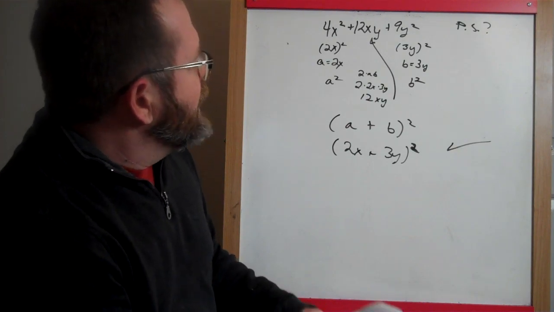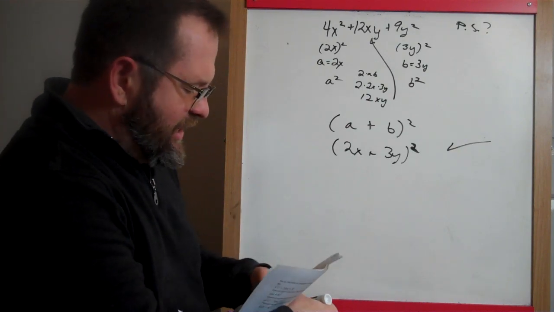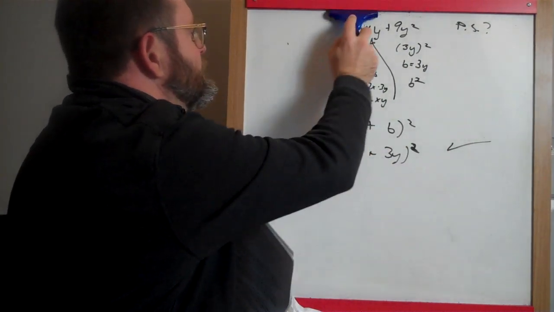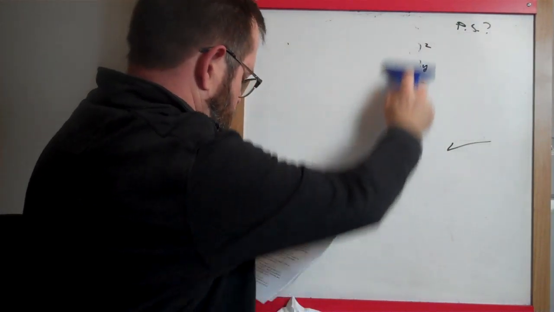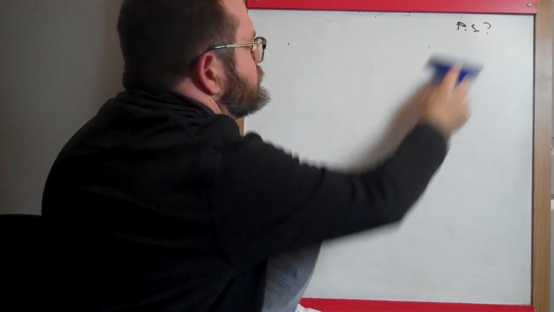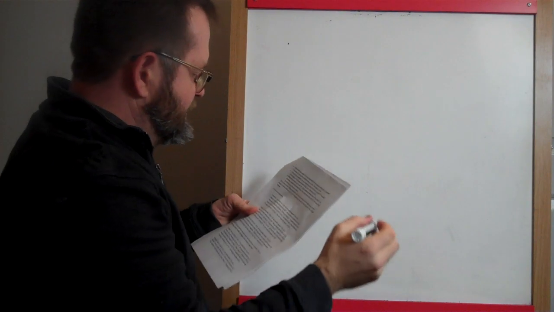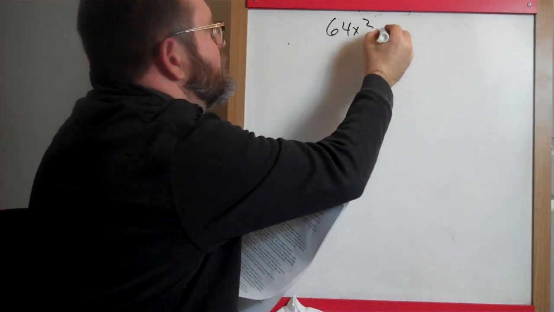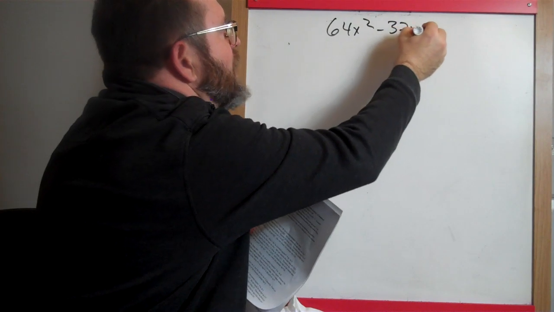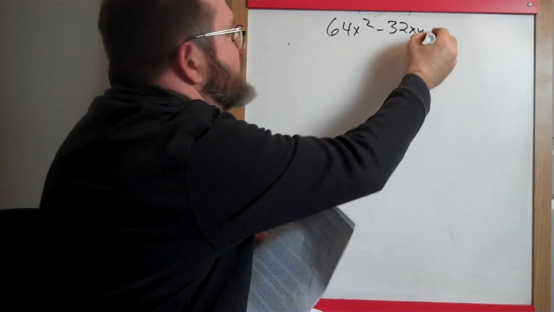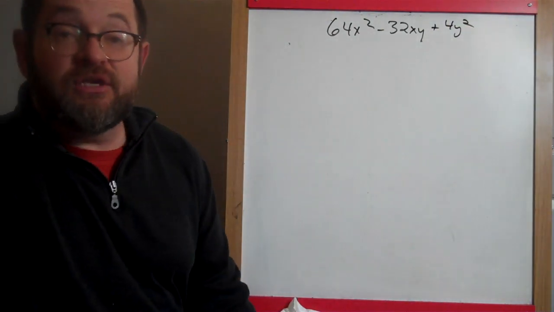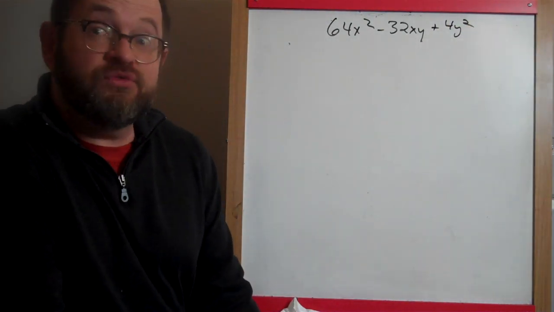Cool. Let's factor another one. Let's do the second example, the one right below this on page 3. All right, the second example: 64x squared minus 32xy plus 4y squared. And the question is asking, can we factor this as a perfect square? And if so, do it.